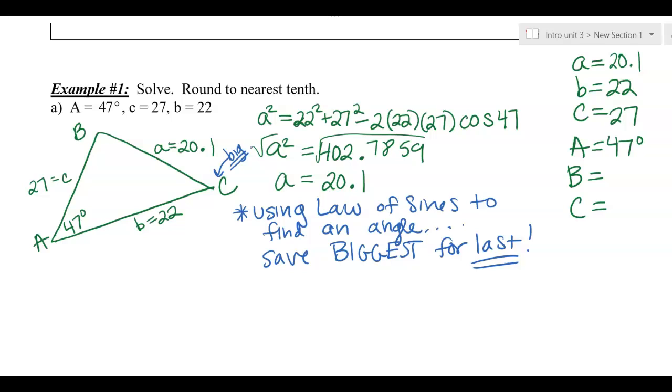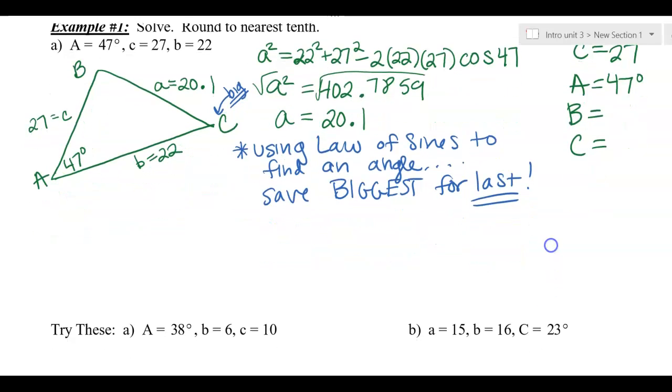Okay. And then you could do it that way and do this huge analysis, but that's not going to help you, and you guys don't have enough background, I don't think, to do that. So we're going to find B in this case. We're going to set up sine of 47 now that we have side A over 20.1. And we're going to look specifically for angle B, which is across from the side that's 22.